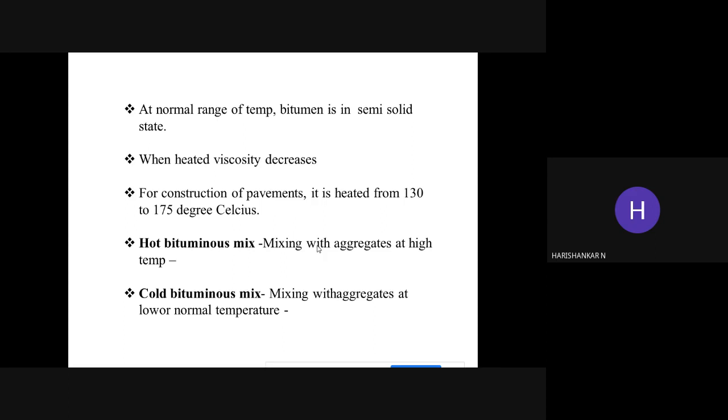Either you can provide heat, or you can provide chemicals in order to make the bitumen viscous. We have already discussed it. The temperature range is given as 130 to 175. I hope the mouse pointer is visible to you.